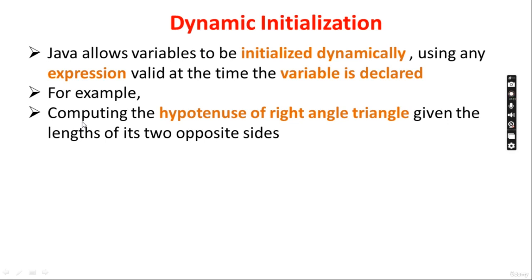But what is dynamic initialization? This is allowed in Java. Java allows variables to be initialized dynamically, that is at runtime using an expression. When that expression is evaluated at runtime, when you are running your program, its value will be calculated, and stored to the left side of the equal to sign. So dynamic initialization is allowed in Java. For example, computing the hypotenuse of a right angle triangle given the length of its two opposite sides.